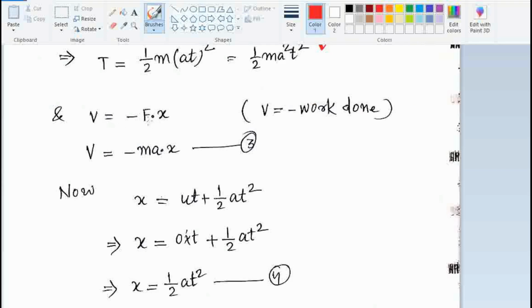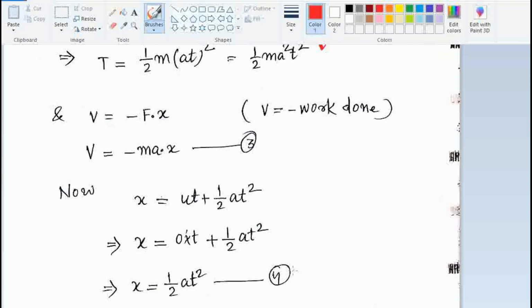Work done is force into displacement. Let's suppose x is the displacement, and force is equal to mass into acceleration. And how can you find the position or the displacement? If you apply the equations of kinematics, there are three of them, and among them, position x equal to ut plus half at square is one. If you put u equal to 0, because the initial speed is 0, then you will get half at square.